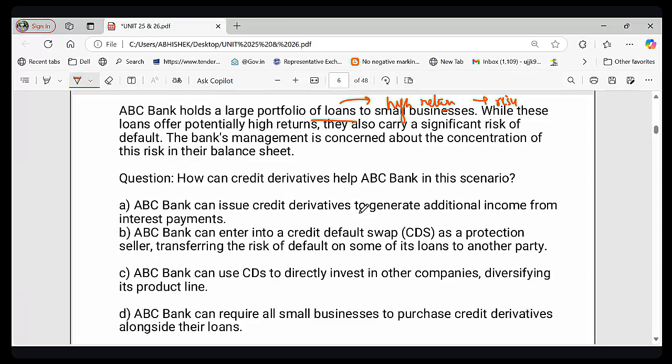So what can the bank do? The bank can use a credit derivative, something called CD. The bank can use a credit derivative to protect itself, right? So what do you think is the correct answer here?